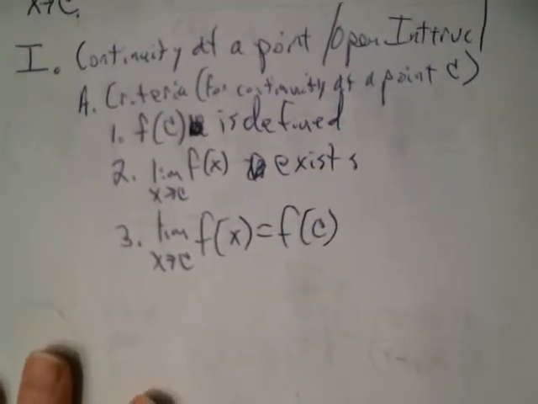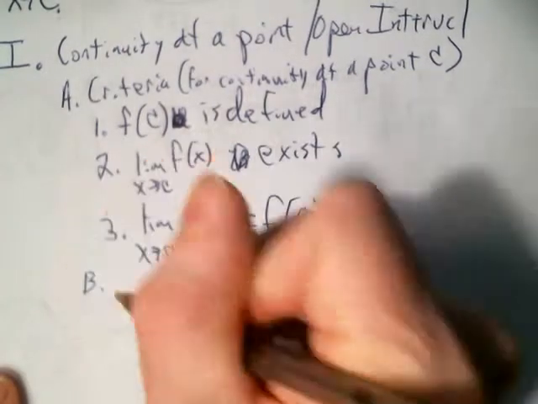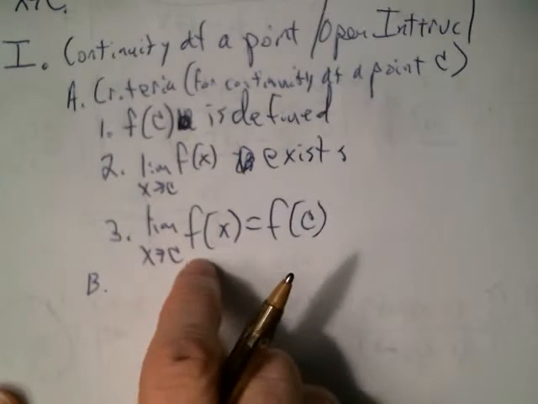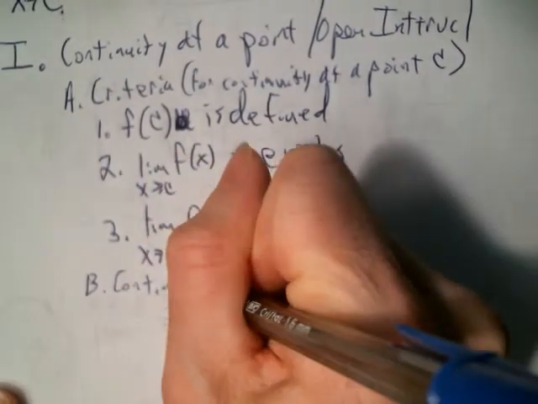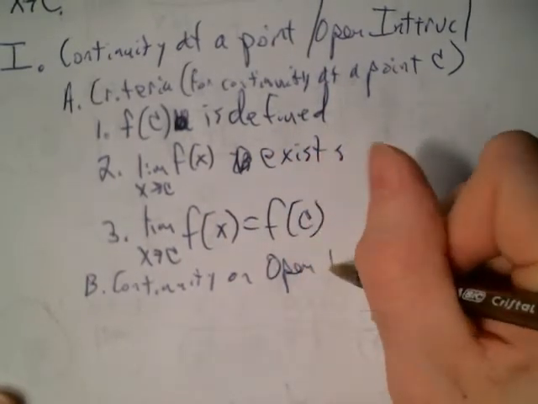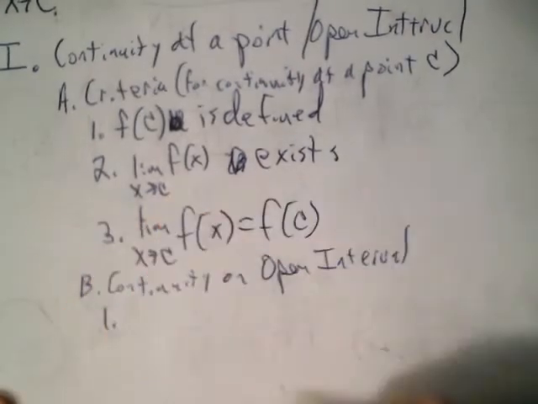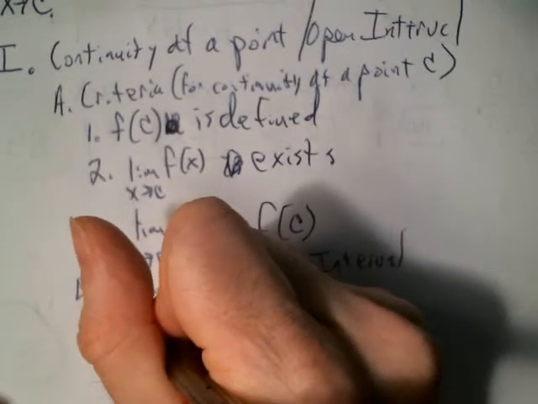Okay. So for continuity on a closed interval, it just needs to obey these rules for every point in that interval. Okay. So continuity on an open interval just means the function is continuous at every point in that interval.